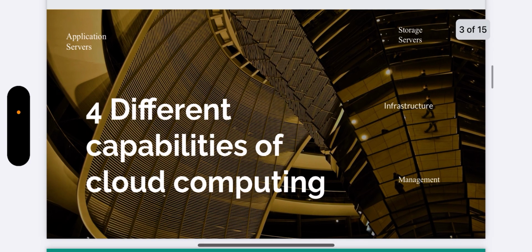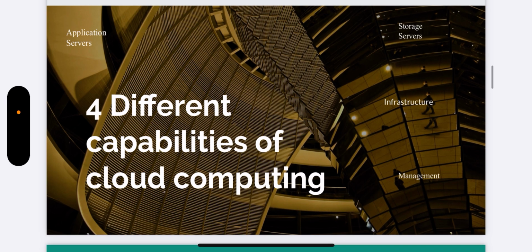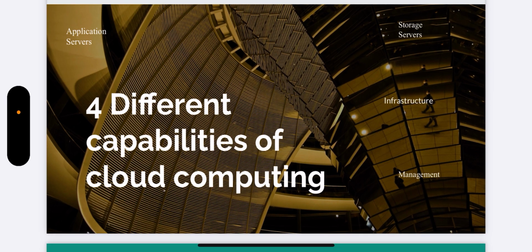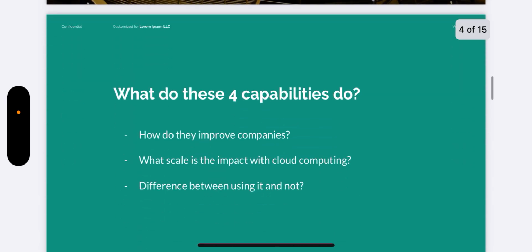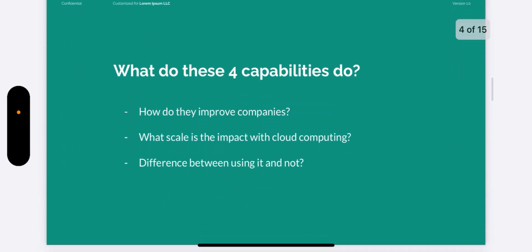Another concept I want to talk about is the different capabilities of cloud computing. So you have application servers, storage servers, infrastructure, and management services, which all kind of work hand in hand within cloud computing. What do these four capabilities do? How do they improve companies? What scale is the impact with cloud computing and the difference between using it and not using it?